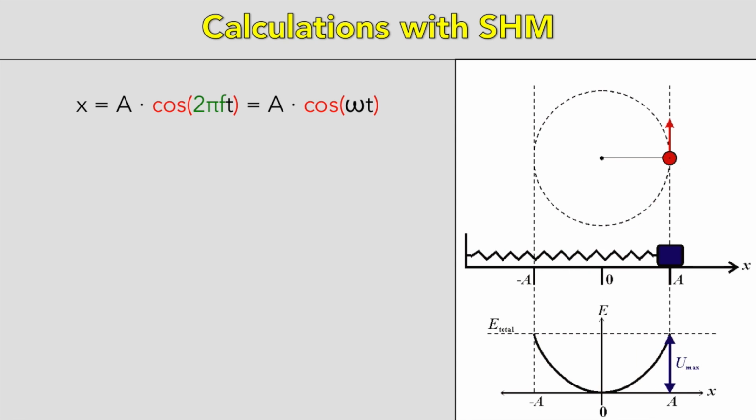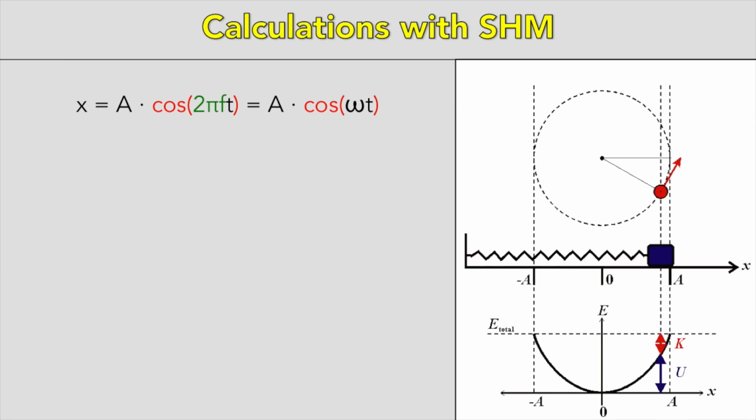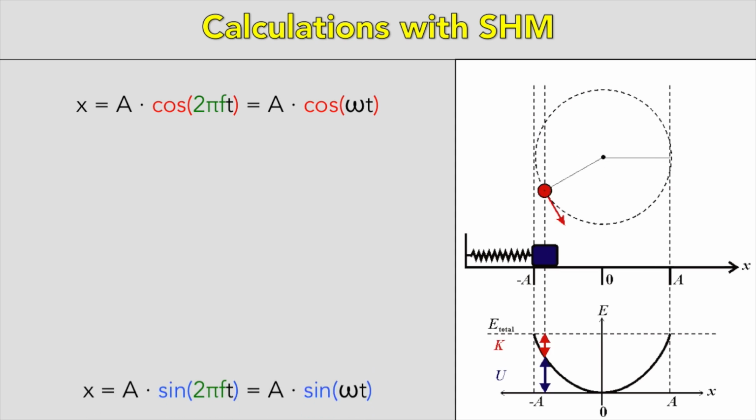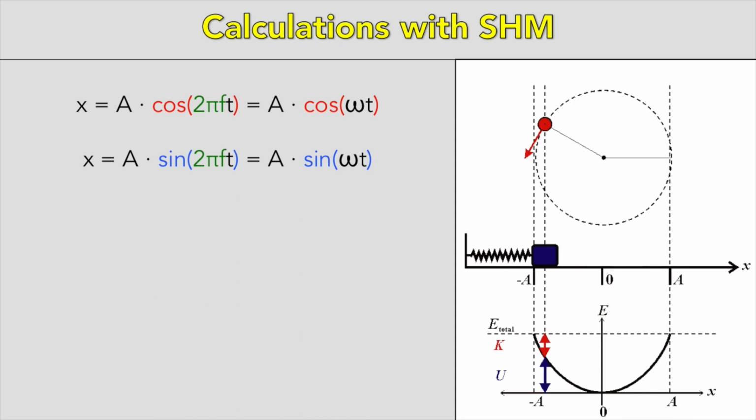However, when the system is not displaced at all, i.e. begins from the equilibrium position, use the equation the same, but with sine. So x equals A sin(2πft).